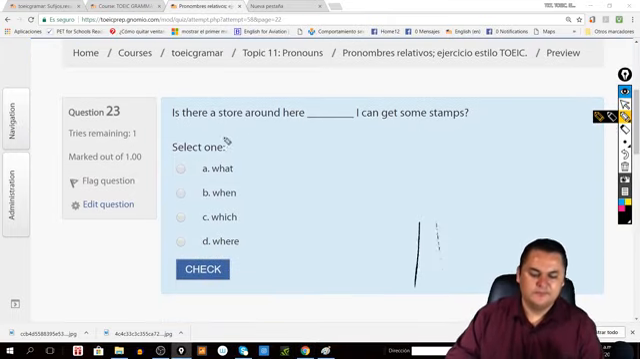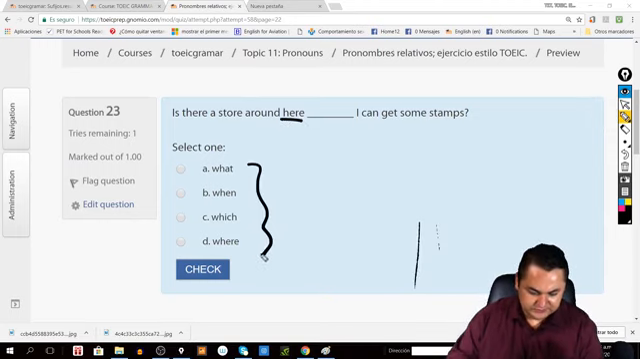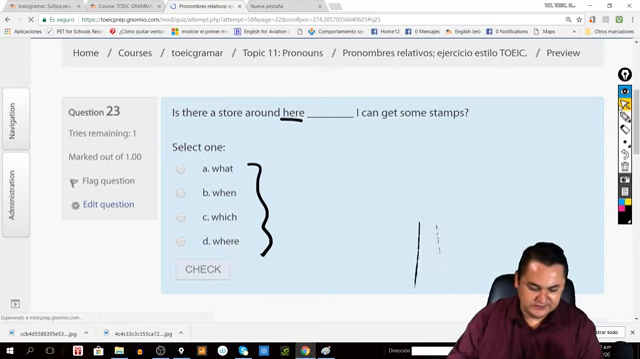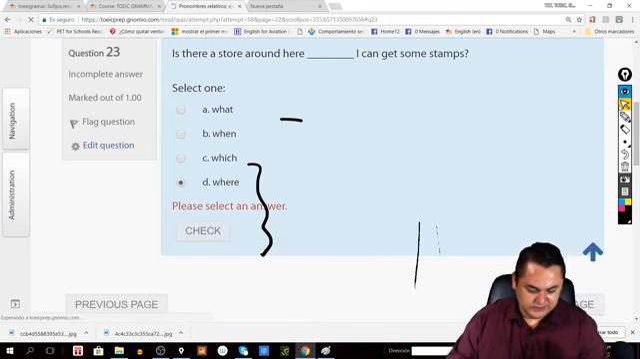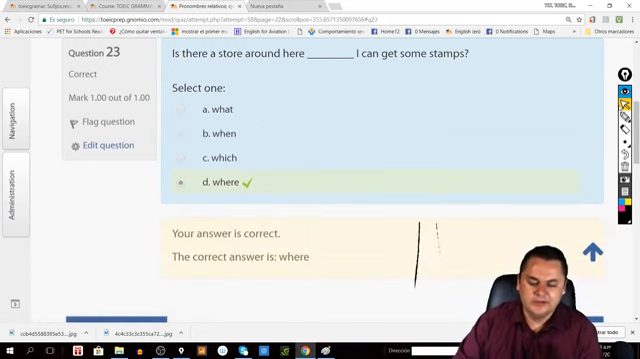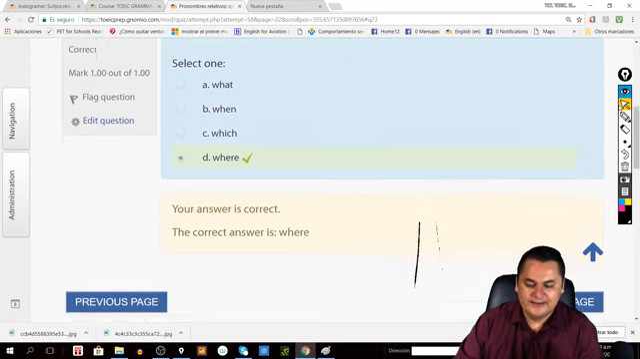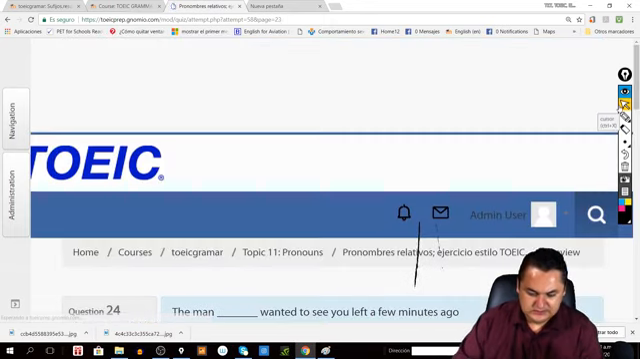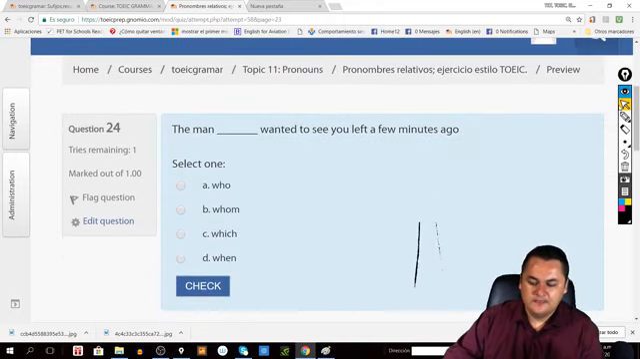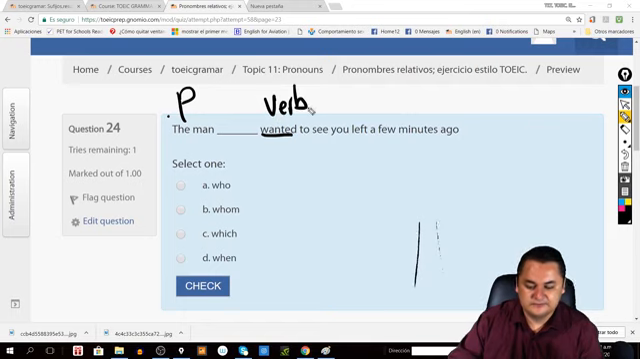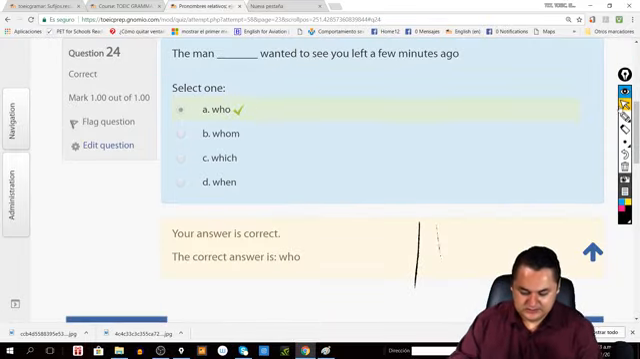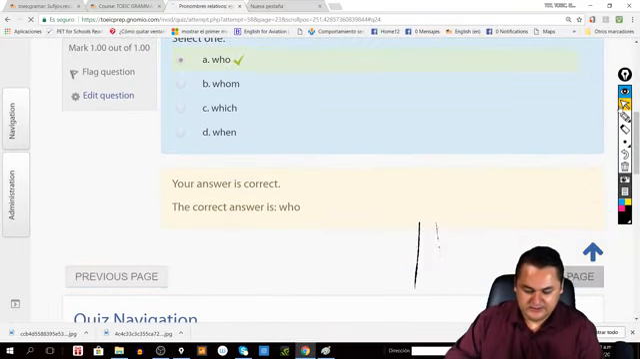Now here, is there a store around here? Here has nothing to do with the rules, so I need to read. A store here where I can get some stamps. The option is where. Is there a store around here where I can get some stamps? We can try next. The man, that's a person. Wanted is a verb. So we can say the man who wanted to answer that one correctly.